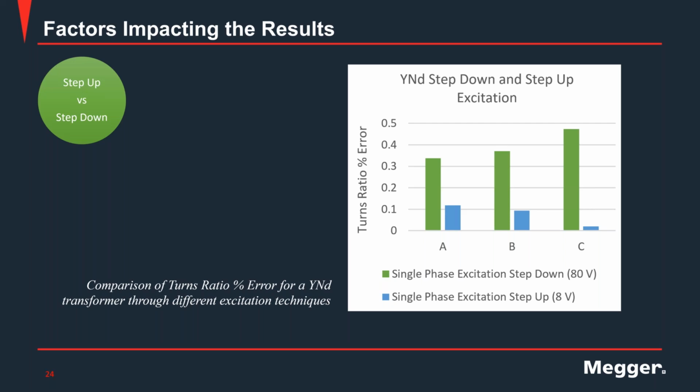If we look at phase C on this example, with step down we were very close to the limit, 0.5%, and with step up, again 10 times less voltage for the test, very, very small error. And again, we are not making the transformer better, we are just getting better accuracy for our measurement.